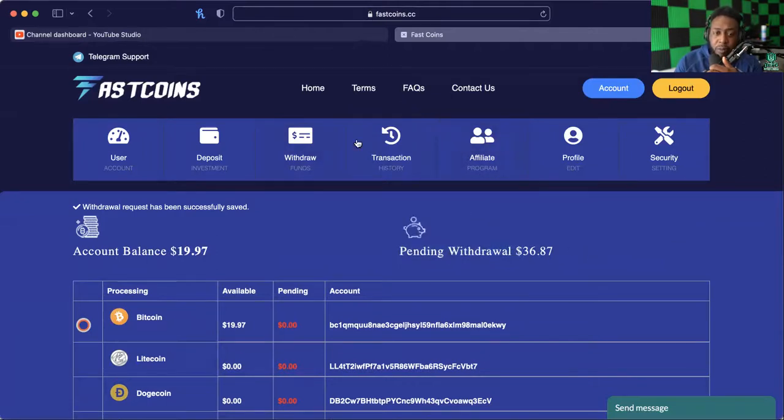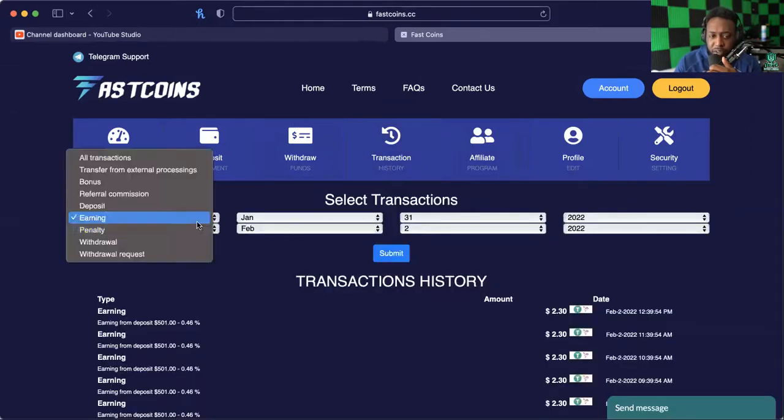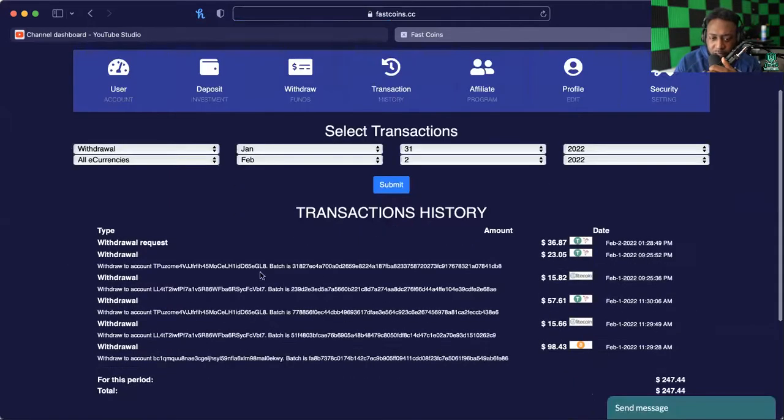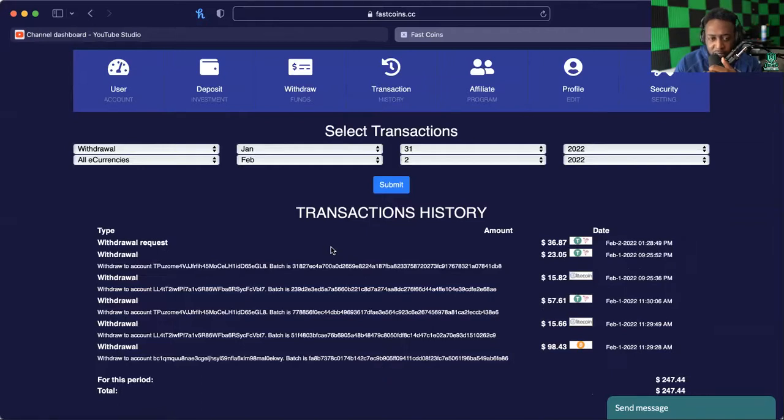All right? Now, what we want to see is when we go into transaction history and we click on withdrawal, right? Now you see all of these different amounts. They all got their batch ID, all right? And these were pretty much instant, okay? But this one hasn't come in. So the second thing that we want to do is we want to check out the Telegram group.